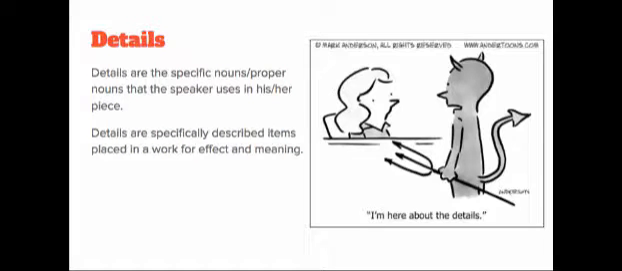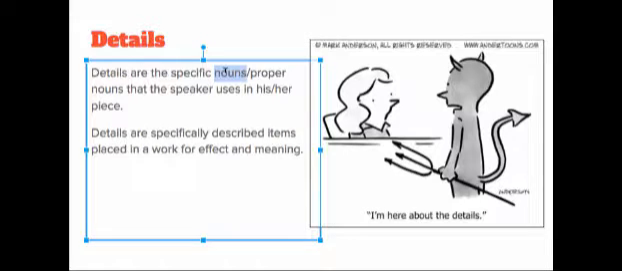Authors, of course, make a number of decisions when they are writing. One of the things that they do is they make the decision as to what details they're going to include in specific portions of their text and what details they're not going to include. So what we're going to look at specifically here is their use of nouns or proper nouns. That's the kind of details we're talking about here. So details are the specific nouns or proper nouns that the speaker or the writer uses in his or her piece. Details are specifically described items placed in a work for effect and meaning.